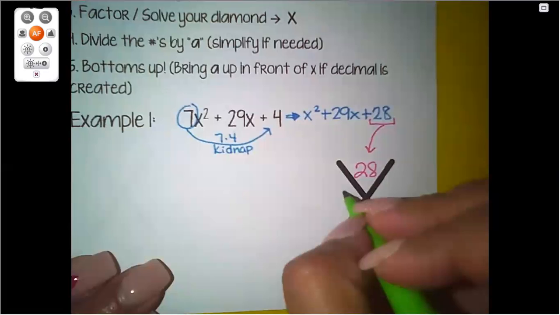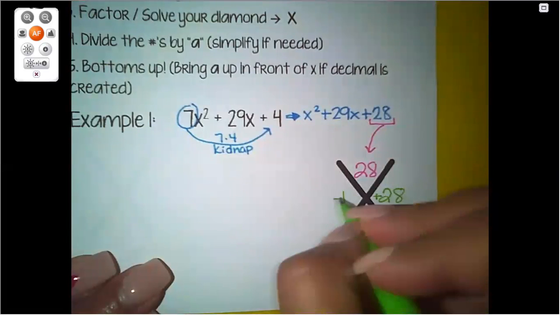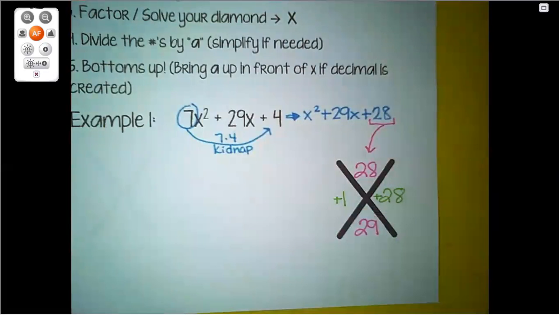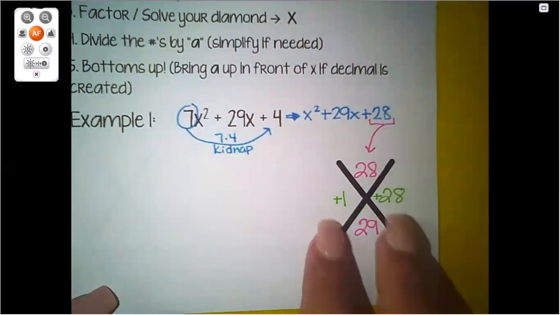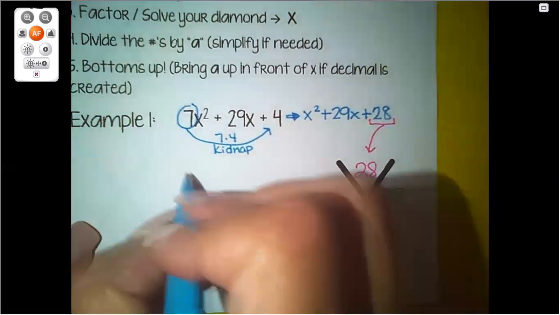1 times 28. They're both what? Positive numbers. So I'm going to go ahead and put a plus sign on it. 1 times 28 is 28. 1 plus 28 is 29. What do I do with those numbers? You put them into your, no, this is what you get from the calculator. Put them in your binomial.